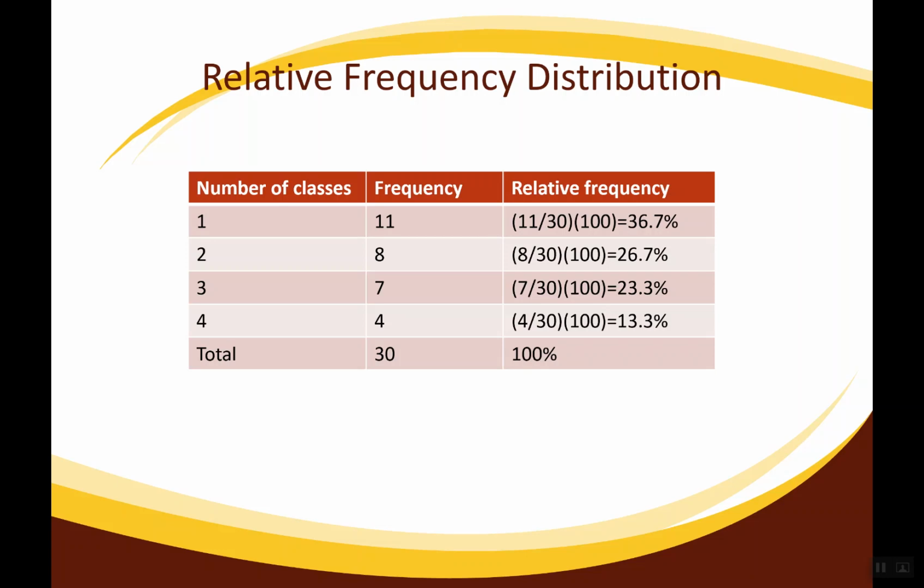The 8 people out of 30 taking 2 classes makes 8 over 30 times 100, which is 26.7%. The 7 people taking 3 classes represent 7 over 30 times 100, which is 23.3%. And then the last 4 taking 4 classes is 4 over 30 times 100, which is 13.3%. Just like when we talked about probability that a sample space needs to add up to 100%, a frequency distribution should also add up to 100%.